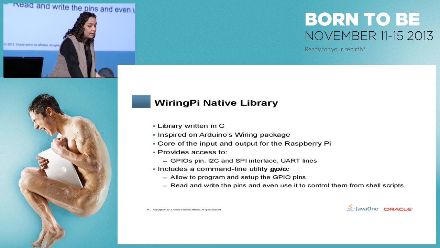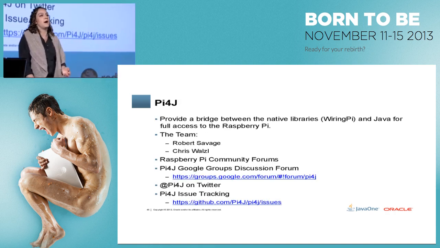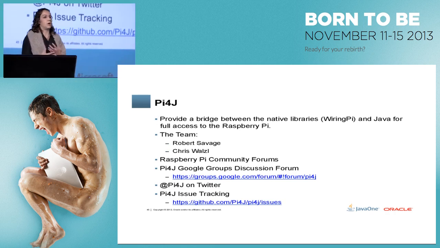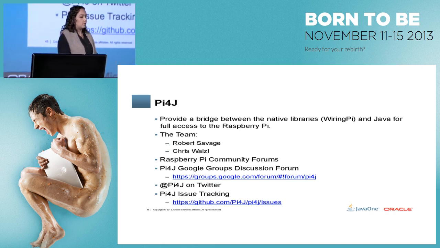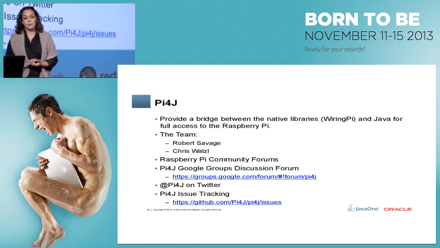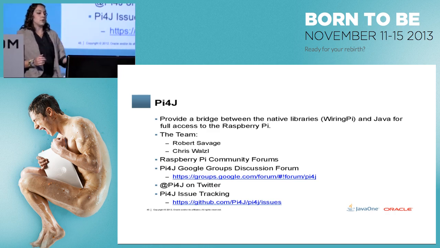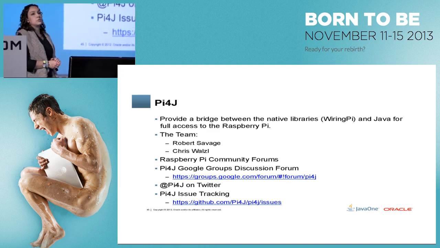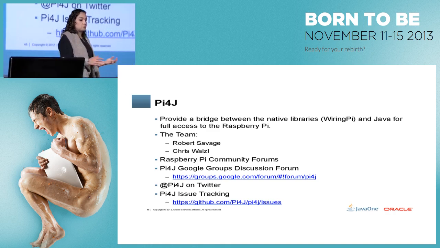But still, this is a native library written in C, so we need a wrapper around it, and that's what Pi4J is. It's actually providing that bridge between the Wiring Pi and Java. There are two very clever guys, and I had the opportunity to talk to them. The Java ones are Robert Savage and Chris Walls. Those are the two guys that created this library. And I found that it's really easy to use, really simplified, and it works like a charm.